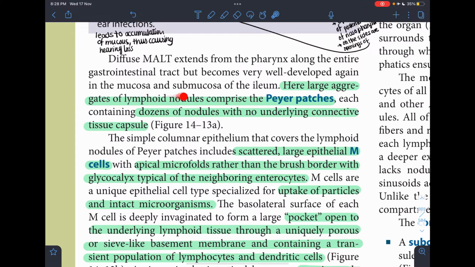So, diffuse MALT that extends from the pharynx along the entire gastrointestinal tract becomes very well developed again in the mucosa and submucosa of the ileum. And here large aggregates of lymphoid nodules comprise the Peyer patches. So the Peyer patches are present in the ileum, and like the tonsils, they are large aggregates of lymphoid nodules, each containing dozens of nodules with no underlying connective tissue capsules.